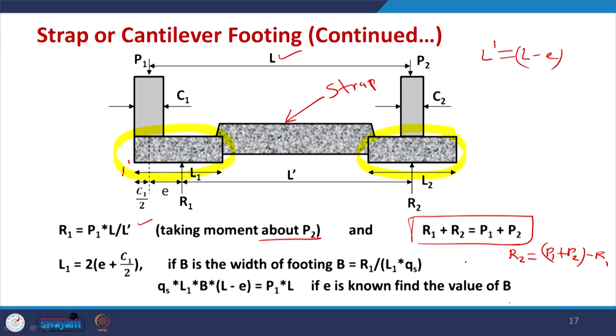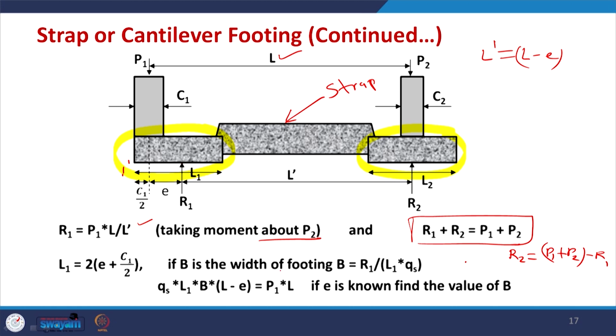So, both reactions R1 and R2 are known. Now, the next step is to get the value of the total length L1. L1 for the first footing can be simply found as C1 by 2 plus E, and this is half of the total length; 2 times of this will give the length of the footing. Now, the length of the first footing is known. The second footing can also be found from the total load divided by the area.